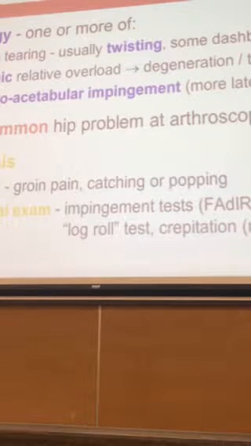The impingement test, where we flex, adduct, and internally rotate them, so we'll take their leg up, adduct it, internally rotate it, and they go, that hurts. Well, okay, that's a positive FADIR test. Rarely is FABER provocative. FABER is flexion, abduction, external rotation, so the figure 4 position as opposed to the can-can position. And then we have to take fancy pictures to verify the diagnosis.